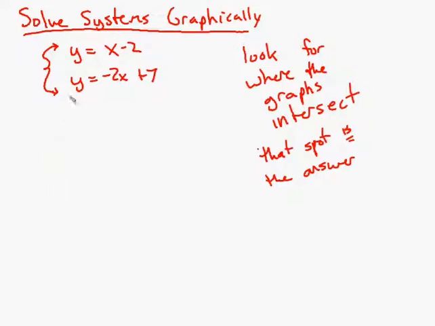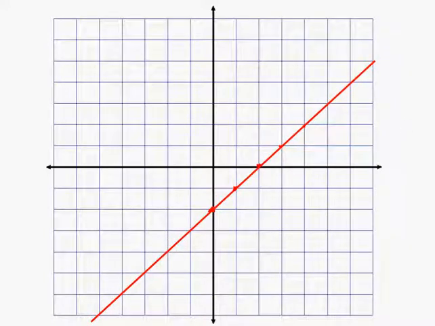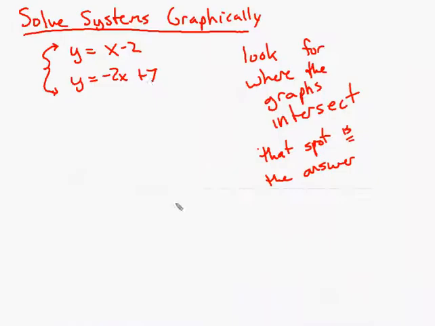All right, so this is our system. And we are going to graph both of those. So I'm going to switch over to here. So x minus 2. My y-intercept is negative 2. And my slope is up 1, right 1. And I'm going to want to extend that line as far as I can, because I don't know where the answer is going to be. So that's that first graph. That's this one. So I just graphed that one.